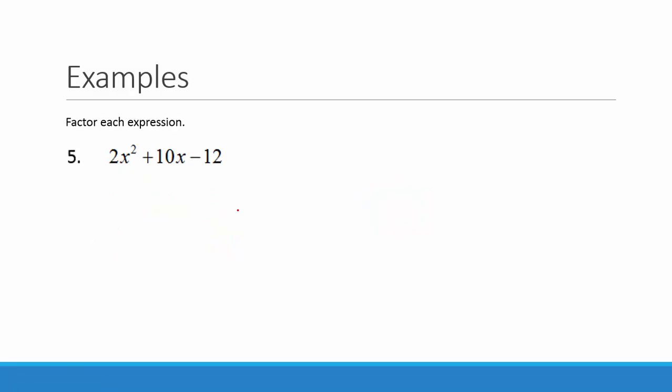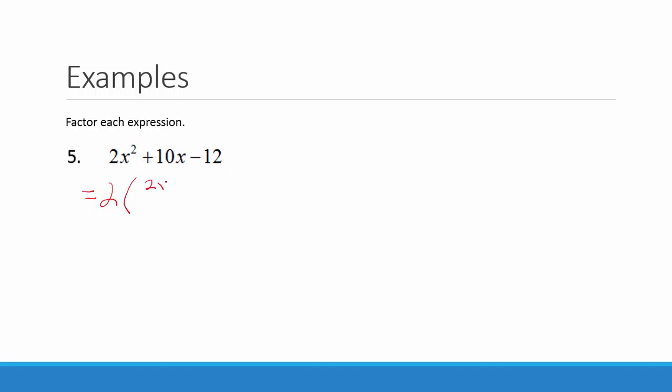Here we have a trinomial. We need to look to see if there's a greatest common factor in all three of the terms. Let's look at the coefficients. 2, 10, and 12 are all divisible by 2. So 2 is the greatest common factor. The x's are not in every term. We only have the variable x in the first two terms. So x will not be part of the greatest common factor. So what we'll do is we'll factor out a 2.